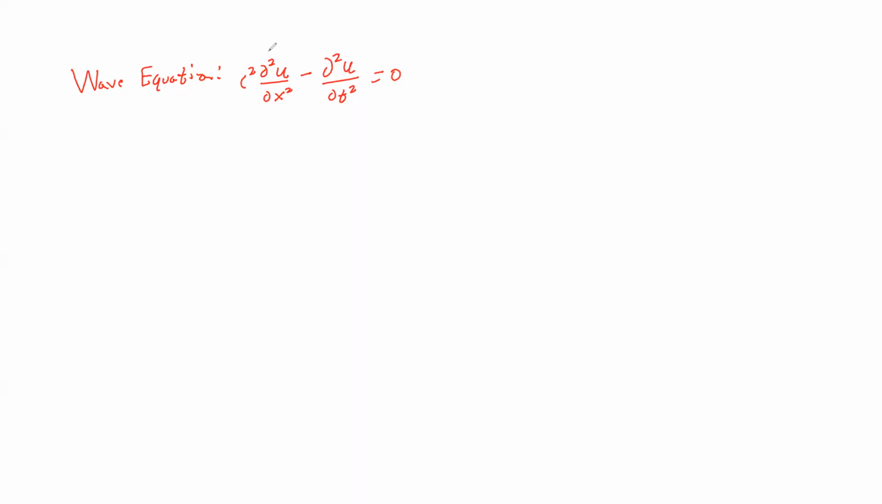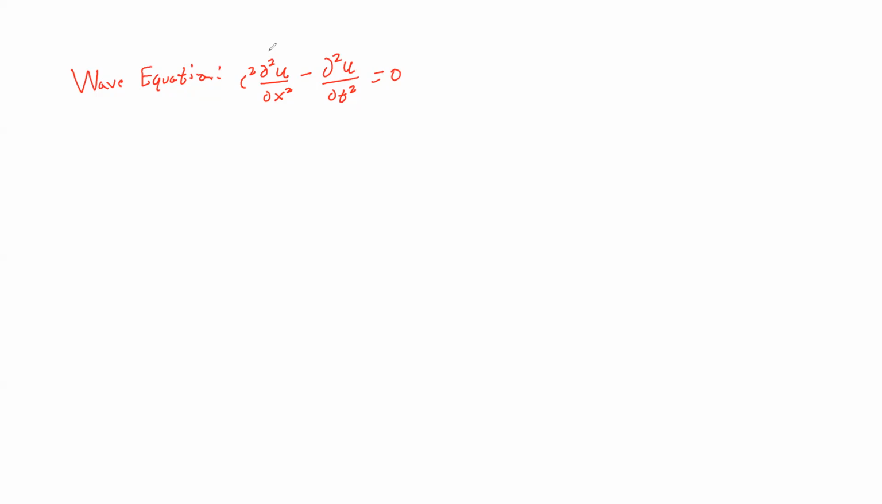In this video, we'll be talking about the general solution to the wave equation. Now, the wave equation is written here on the screen. It is the speed of sound squared times the second derivative of your acoustic variable with respect to x minus the second derivative of your acoustic variable with respect to t is equal to 0. And we'll derive this in a different video.